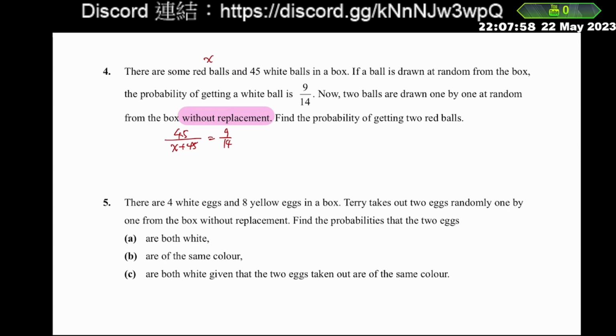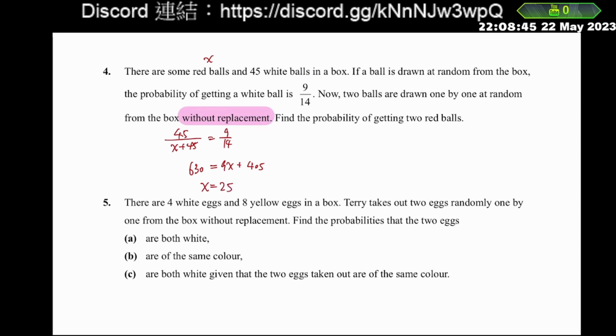And so we can do a multiplication, 45 times 14. I haven't got a calculator right here. Okay, maybe I can use a calculator from the computer. 45 times 14 is 630, equal to 9x plus 45 times 9, which is 405, and therefore minus 405, then it's 225, and then divided by 9. Okay, x is 25.